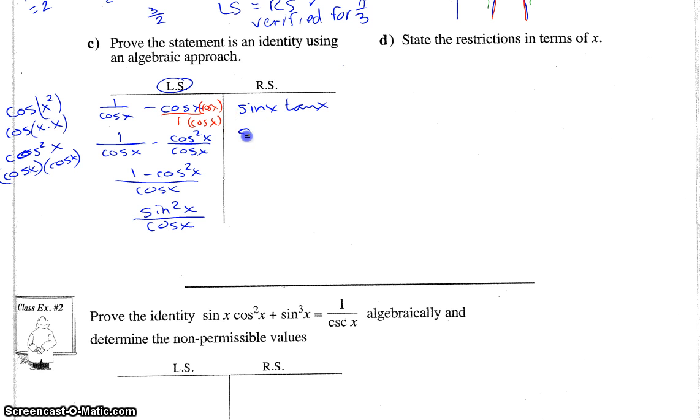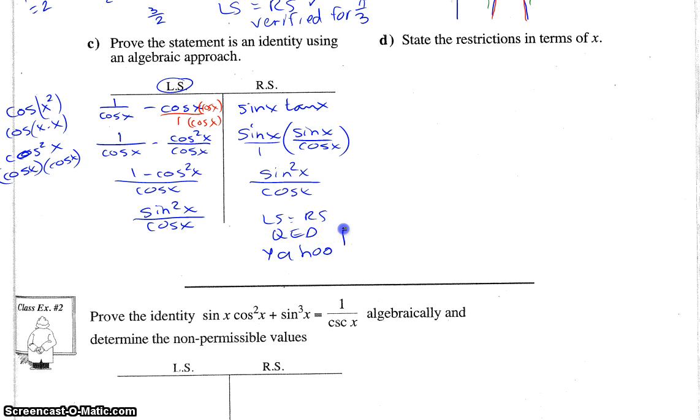Let's say we work on the right-hand side. Tan x, we know, is sine x over cos x. So what do we do when we're multiplying fractions? First of all, we put the whole number, the sine x, over top of 1. Then when we multiply fractions, we multiply the numerators and the denominators. Sine times sine would be sine squared x, and 1 times cos is cos x. Ta-da! They're equal. Left side equals right side, QED, which means it is proven. Or you can just put Yahoo, my personal favorite. So we've shown that this is actually an identity.